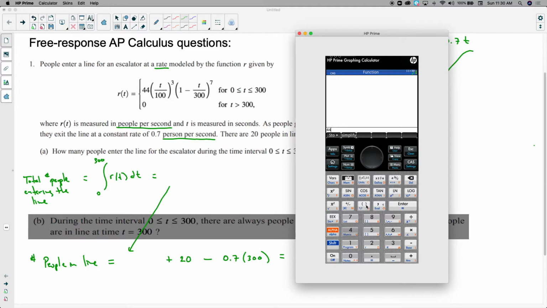So it's 44 parentheses t divided by 100 cubed. Oh, I'm going to go back here and just make sure all these things show up nicely. Times, just in case there's any weird calculator issues, 1 minus x divided by 300, and then that's to the 7th. Okay, so since I'm going to use it a bunch, double check it. 44 x over 100 cubed, 1 minus x over 300 to the 7th. Okay, so sounds good. Now I'm going to copy that.